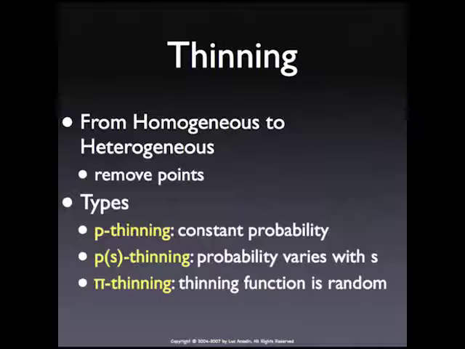And then the third way is to make it completely random. So now we have two draws. We have a draw of a random number first, and then we have a draw to determine whether or not we keep that point or we kick it out. So by this process of thinning, as you will see in a second, by magic, we start with this complete spatial random process and we end up with these clustered processes.